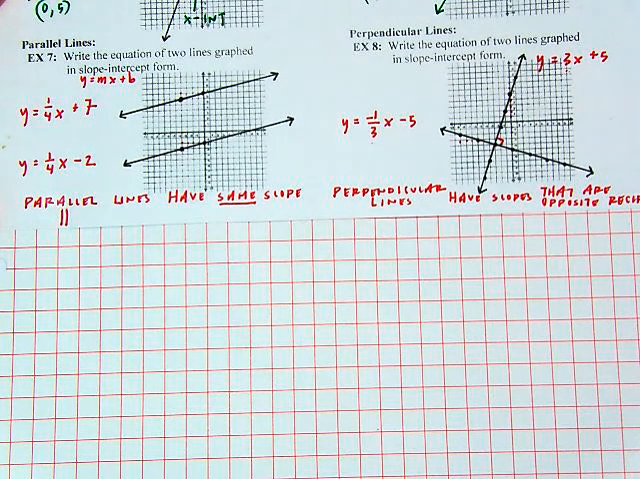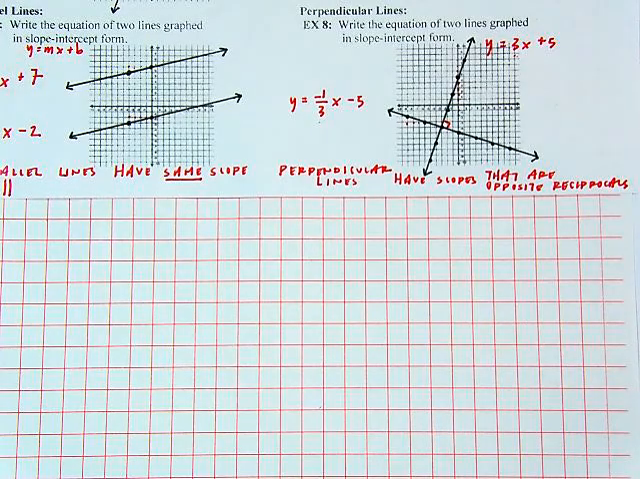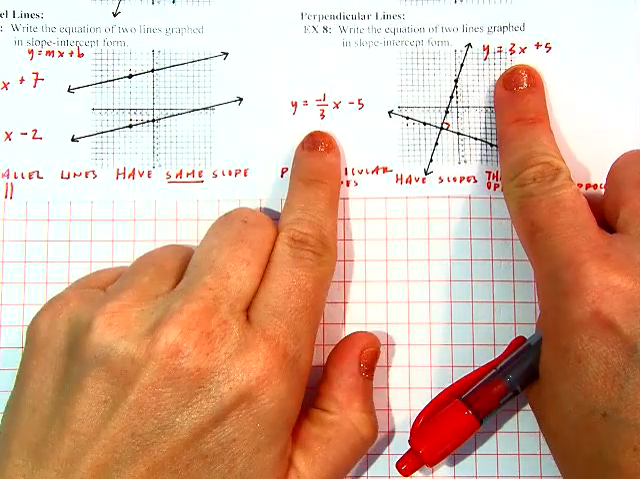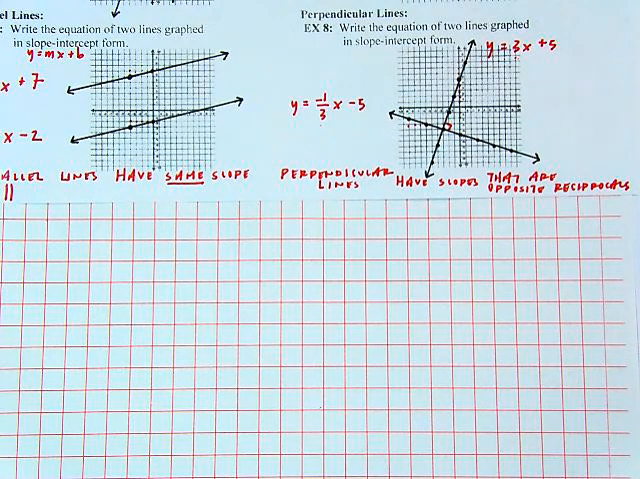Okay, and then, let me slide that over. And then all that means when I say opposite reciprocals means that they're the opposite sign. One is positive, one is negative, and the fraction is flipped. So a reciprocal just means you take that fraction and you flip it. So if I had 4/5, its reciprocal would be 5/4, for example.